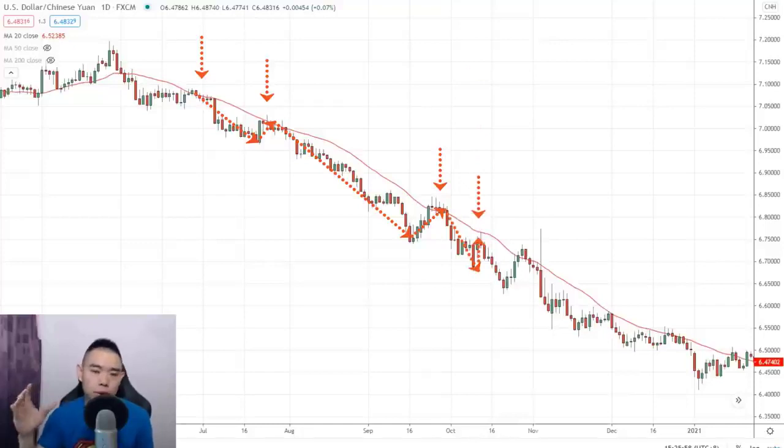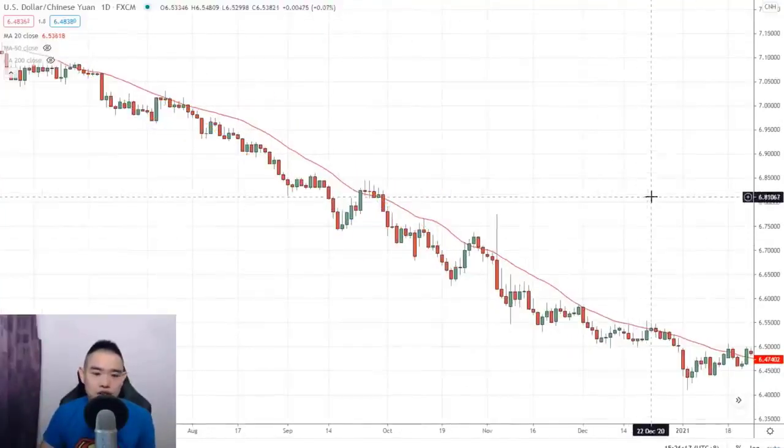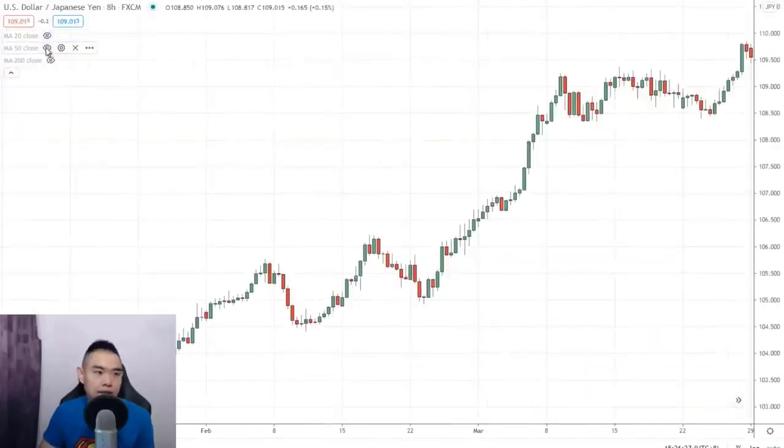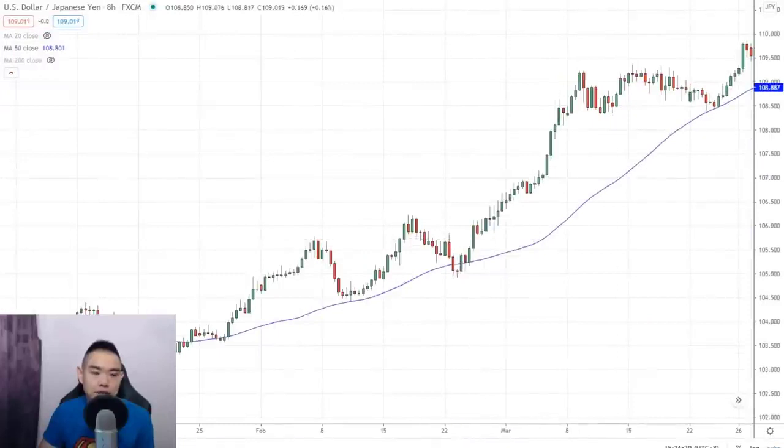So one thing to point out is that when you see this chart that is respecting the 20-period moving average, if you look at the depth of the pullback, this one is much shallower compared to the 50-period moving average. The depth of the pullback is usually quite shallow compared to the 50-period moving average one, like on, let's say, the dollar yen 8-hour. You can see that the depth of the pullback is much deeper, right?